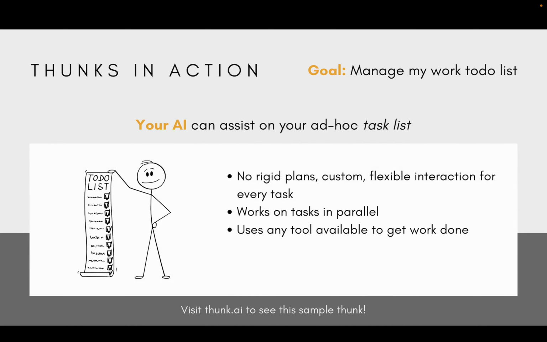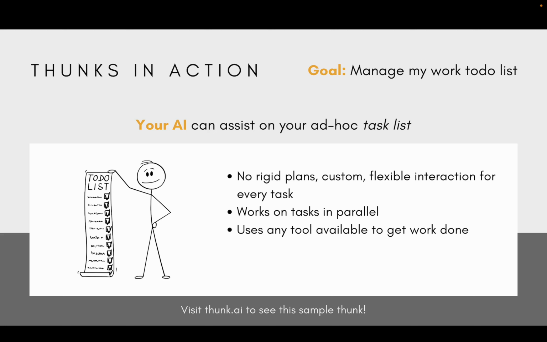So your goal was simply to get your AI to help you with your to-do list. Maybe you want to find some software or organize a team lunch, just a random set of tasks. This is perhaps the simplest Thunk you can build, but there are no rigid processes governing execution of your Thunk. Your AI picks up tasks, uses its toolbox, and simply helps you accomplish goals for that task.